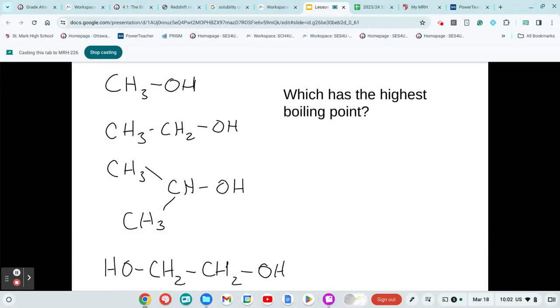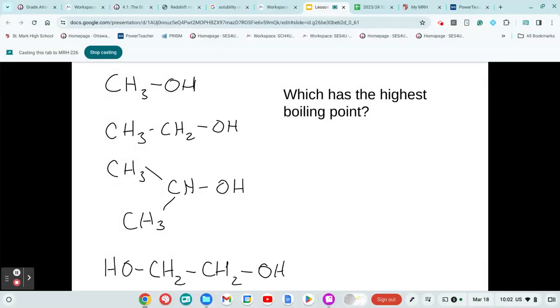Okay, so when we look at all four of these molecules, they all have bonds between carbon and hydrogen. Is that bond ever polar? No. The electronegativity difference is too small. Carbon has an electronegativity value of 2.5. Hydrogen has an electronegativity value of 2.1. The difference is only 0.4. So anytime you just have bonds between carbon and hydrogen, the molecule will be nonpolar.